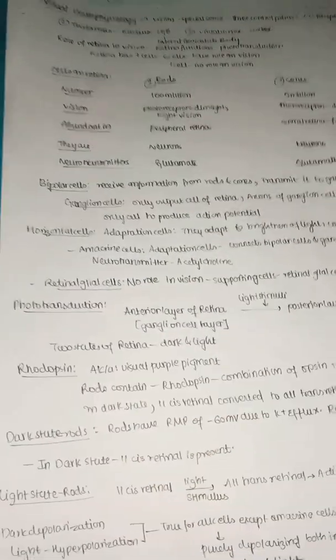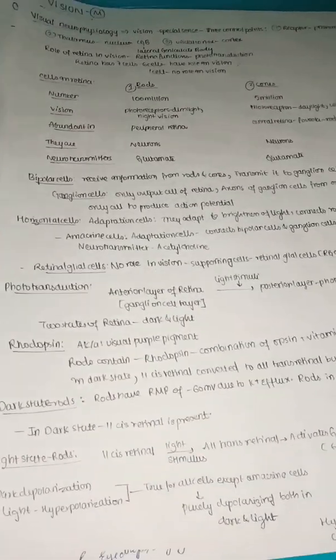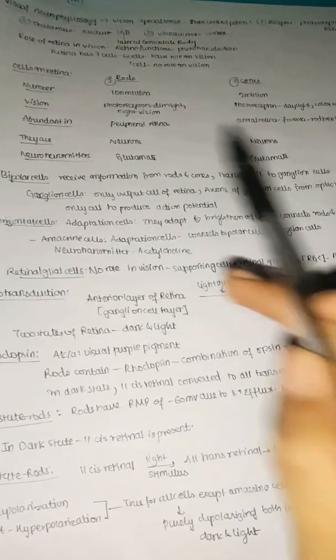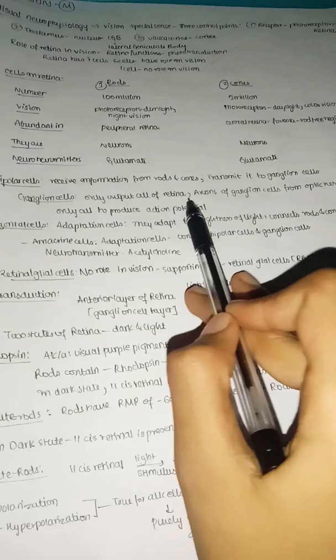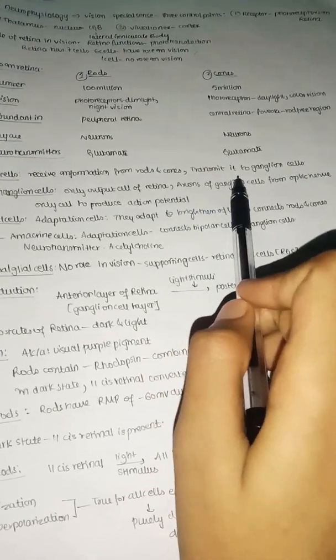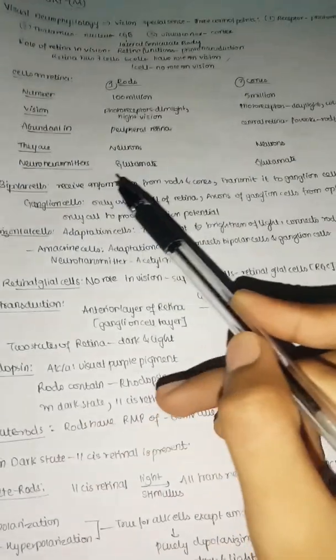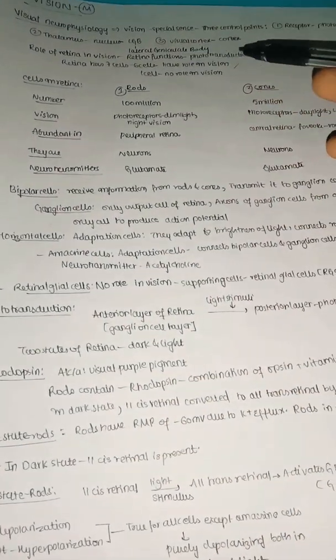So now let us see bipolar cells. If you remember, even in our olfaction we have bipolar cells. These bipolar cells are the ones which receive the information from both the rods and cones and transmit it to the ganglion cell. So the next cell is the ganglion cell. These are all the cells in the flow of 6 cells which have a role in vision.